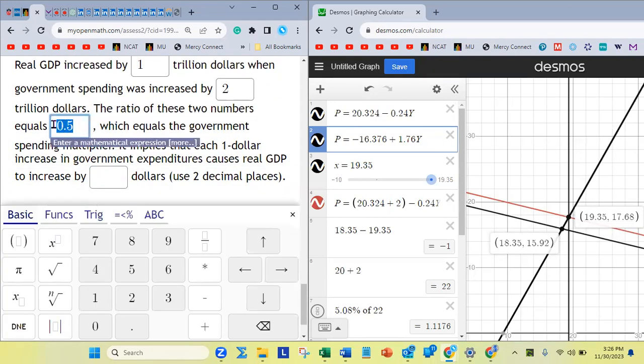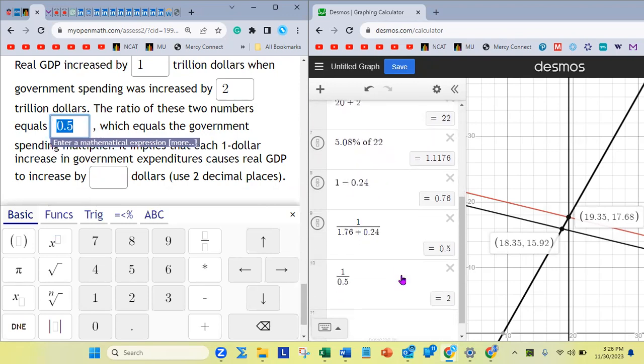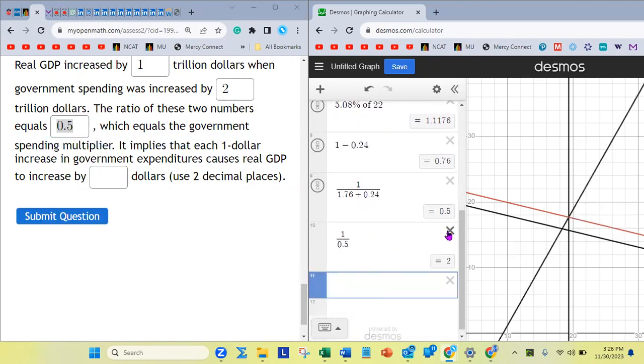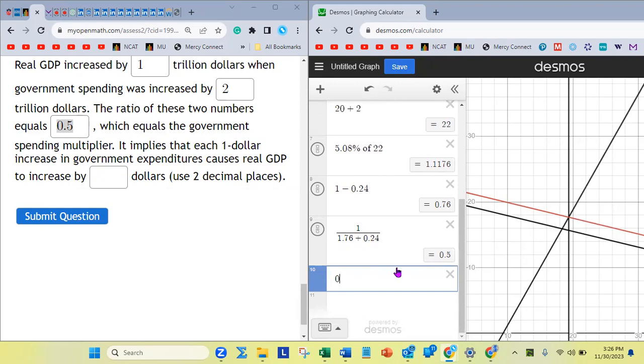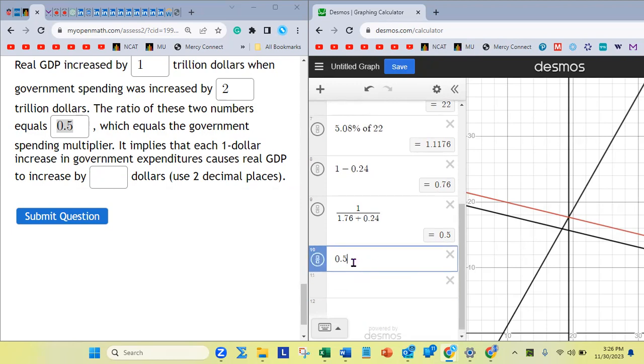Now, the 0.5 is hard to interpret, right? By itself, 0.5 is hard to interpret. The multiplier is the change in GDP over the change in government spending. So I'm going to make this number 2-part and divide it by 1. When I divide 0.5 by 1, it's still 0.5. Because the multiplier is 2 parts and this number is 2 parts, it's easier to interpret this value.